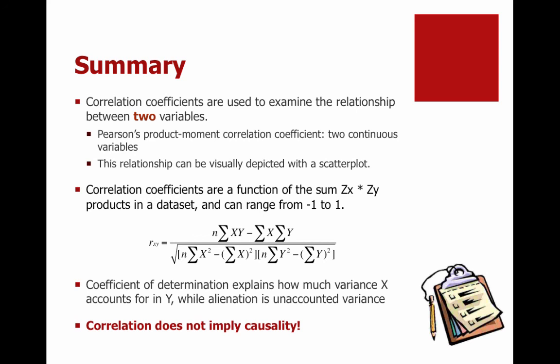Lastly, aside from being able to talk about the strength and the direction of these relationships, a more precise way of interpreting it is using the coefficient of determination, which explains how much variance is accounted for and shared between these two variables, and also using the coefficient of alienation, which describes how much variance is unaccounted for and not shared between these two. And one very, very important thing: we have confounding variables, and correlation coefficients never, never imply causality.